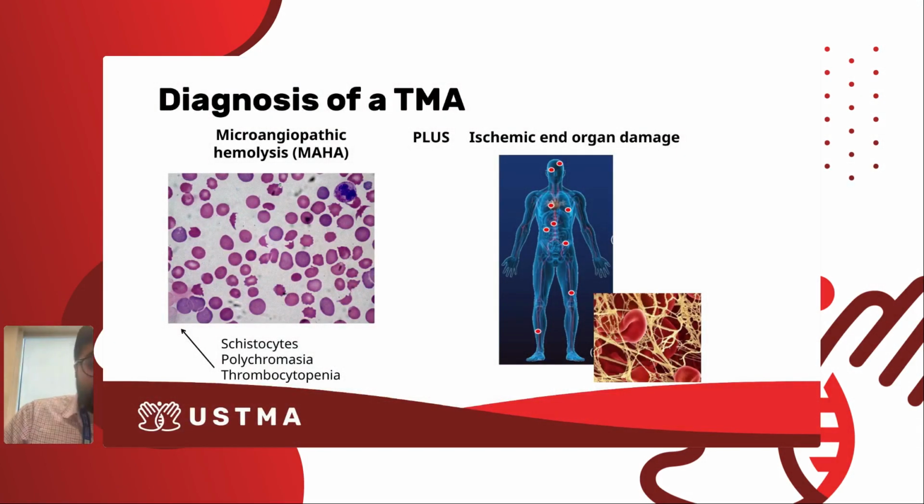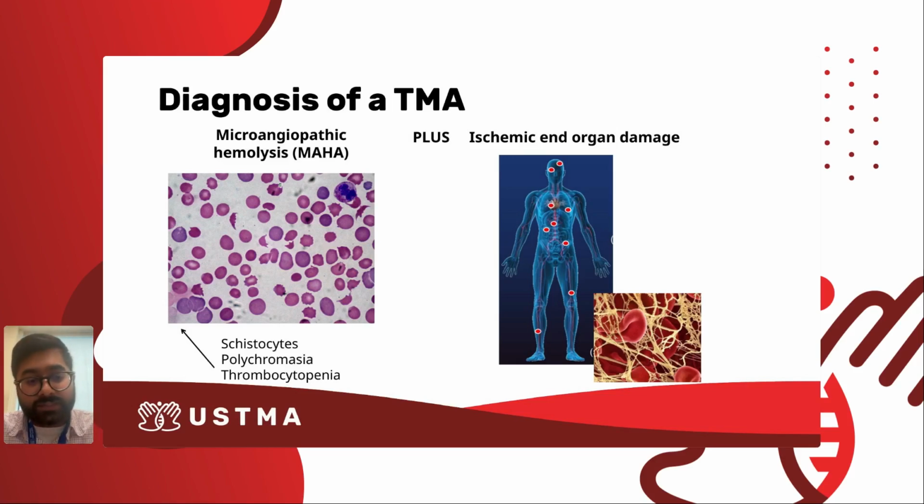So how do we diagnose a thrombotic microangiopathy, or when do we suspect this in general? Typically, you're going to need a few key clinical features in order to be suspicious for an underlying TMA, or thrombotic microangiopathy. And the first thing is going to be microangiopathic hemolysis, or essentially evidence of microscopic red blood cell destruction in the vessels.